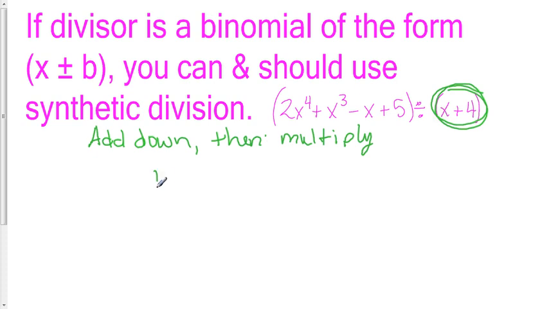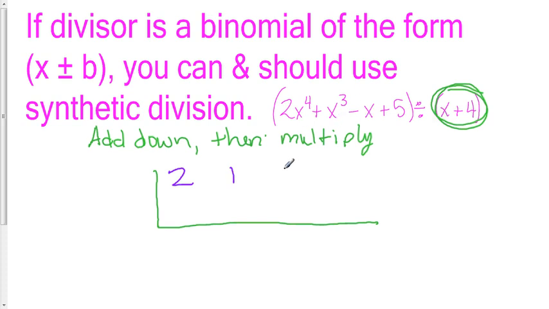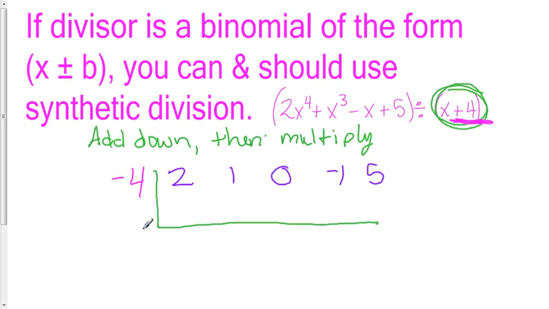And so you draw an upside down division sign, or a big L, however you want to look at it. And you do the same thing. Since this is your dividend, those numbers go on the inside. All you need are the coefficients. So it's 2, 1. There is no x squared term, so we need to put a 0, then a -1, and a 5. The integer on the outside is this one, but it has to be the opposite integer, so a -4.